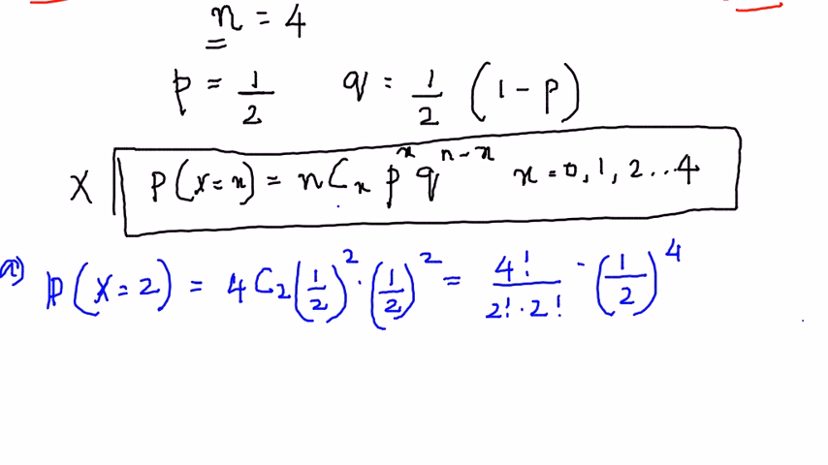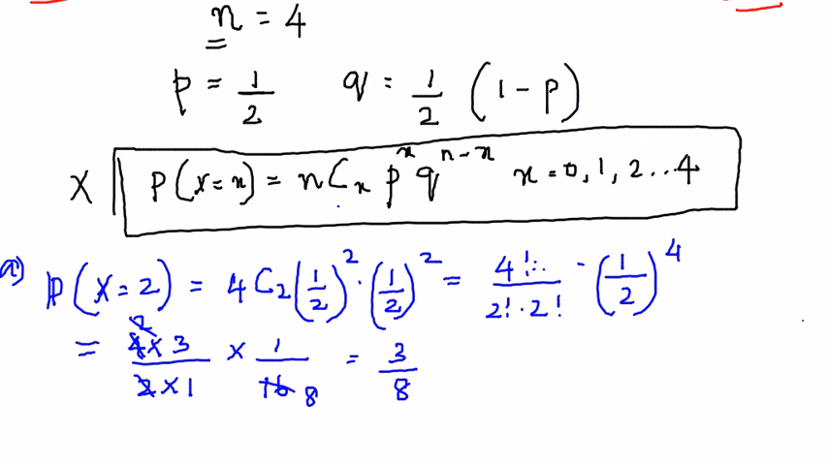Don't be in a hurry to solve everything in the same step. You might make mistakes. Do additional steps. It's no problem. So 2 factorial will get cancelled with this 2 factorial, and 2 into 1 in the denominator. So you get 4 into 3 divided by 2 into 1. And what is 1 by 2 power 4? 2 power 4 is 16. So now you can do the cancellation. You get 3 by 8. So the probability of exactly getting 2 heads is 3 by 8.